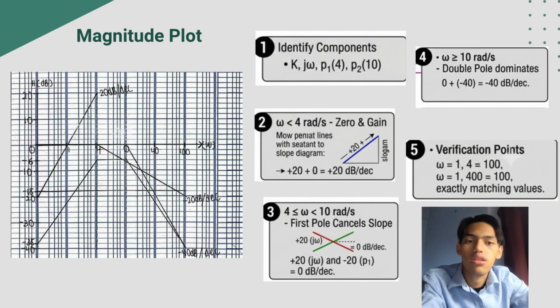Okay, now moving on to our magnitude response of the system, which you can see outlined step by step in this slide. To construct and verify our magnitude plot, we follow a structured 5-step process. Step 1 is identifying our core components.